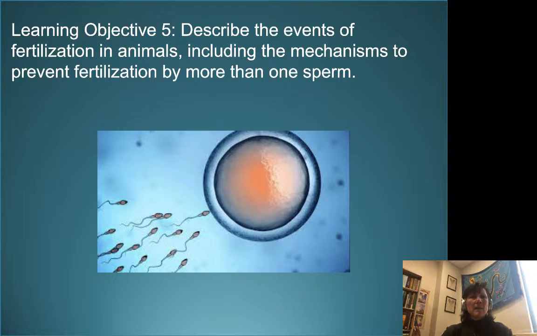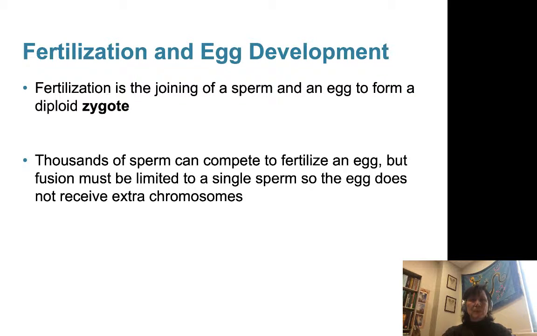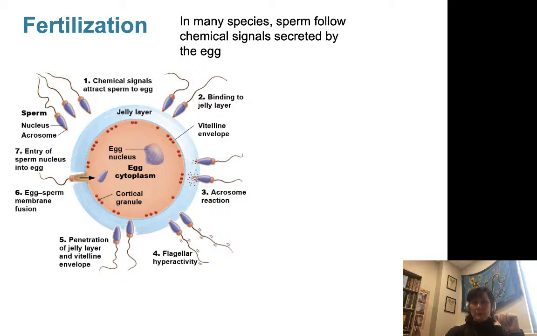Right. So the fifth objective involves drilling a little bit further down on that fertilization process. And this is a great image, by the way, showing this vitelline envelope around the egg. But let's talk about this process in a little bit more detail. Fertilization is defined as the union of egg and sperm to form that diploid zygote. But again, there needs to be some sort of process to prevent more than one sperm from getting into the egg. How does that work?